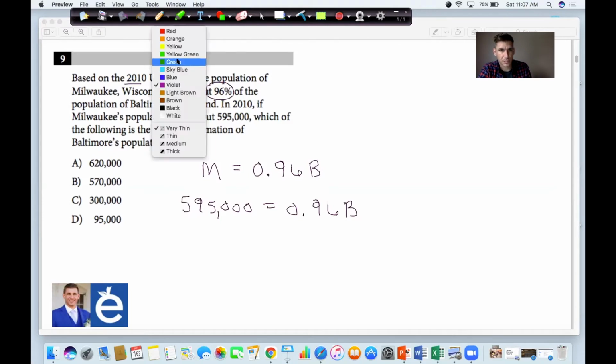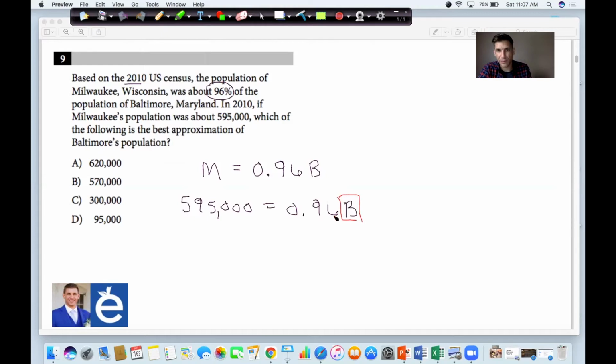It asks for the approximation of Baltimore. Well, just solving algebraic expressions 101, I'm solving for B. I'm going to divide both sides by 0.96 because these are being multiplied. So now I can cancel these, and on this side I would divide by 0.96. You'll notice there's only one answer choice that's higher than 595,000, so it's got to be this one.